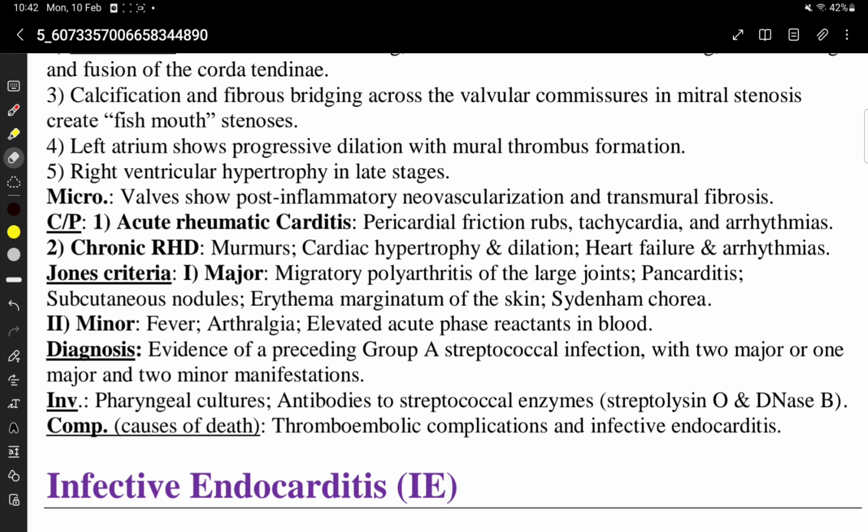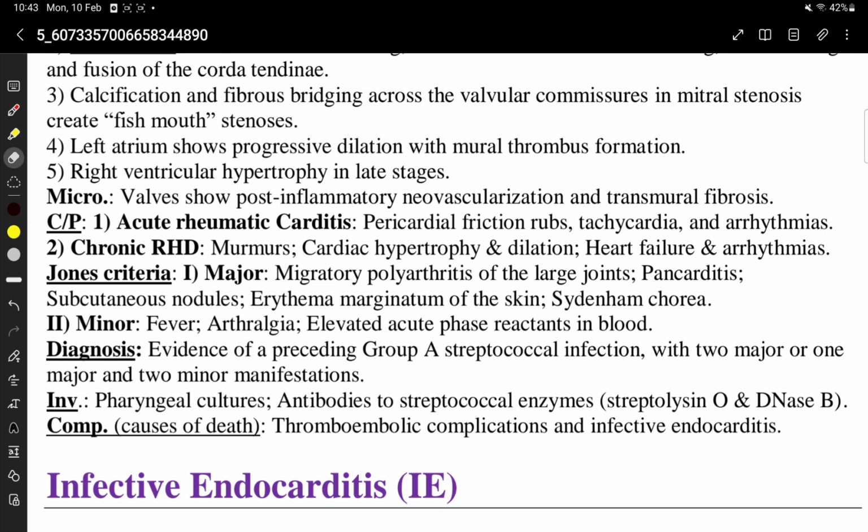Diagnosis: evidence of preceding group A streptococcal infection, with two major or one major and two minor manifestations.